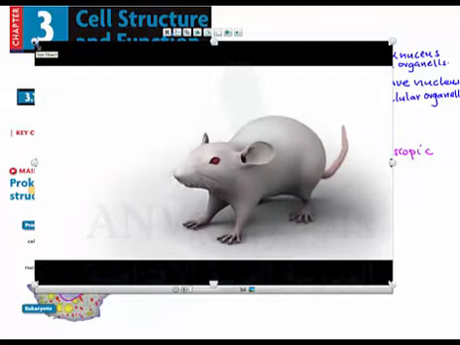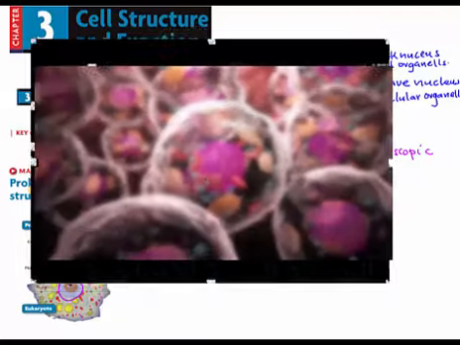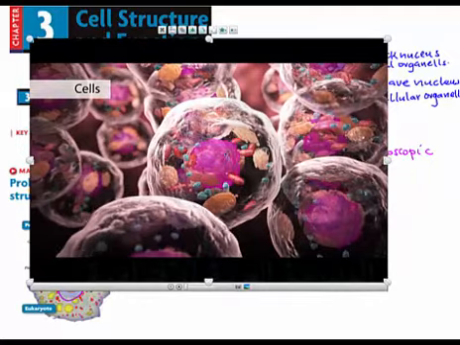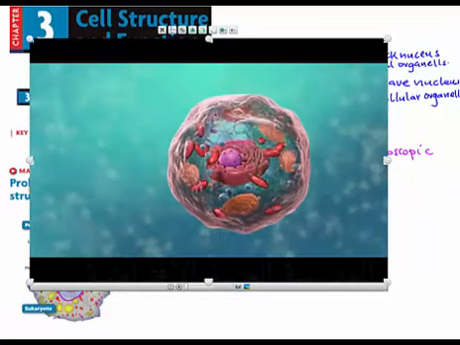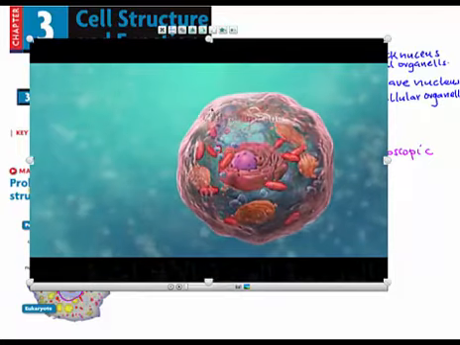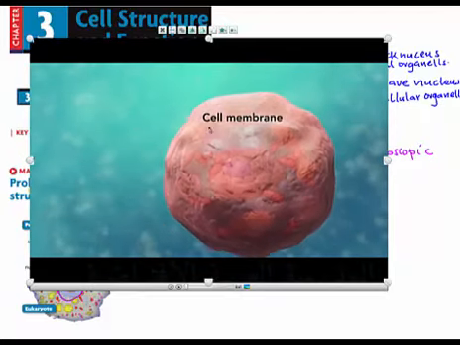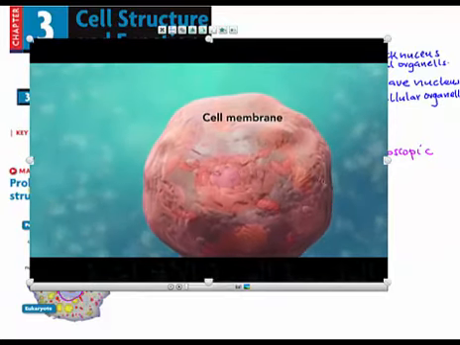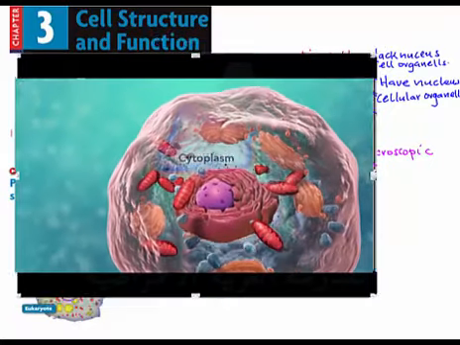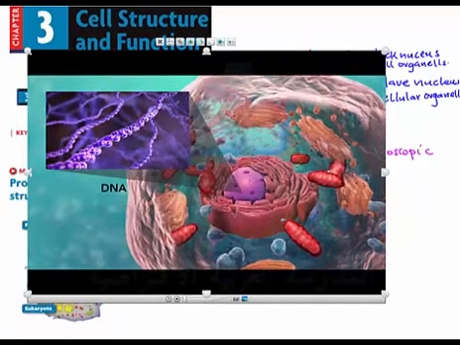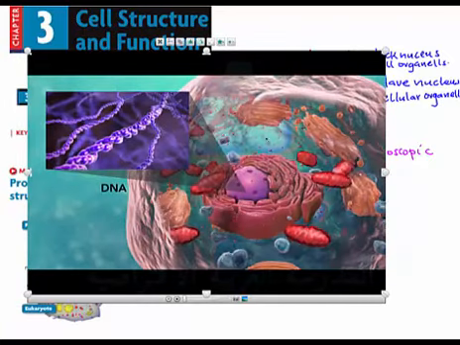All organisms, of course, are made of cells. Cells are the smallest units that make up organisms. This is the structure of a cell, and it is surrounded by a cell membrane. Then we have this liquid part, or jelly-like fluid.